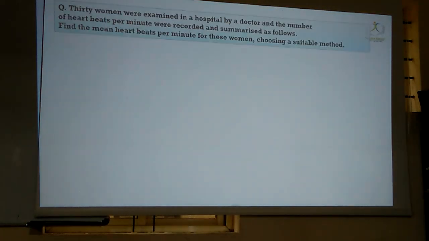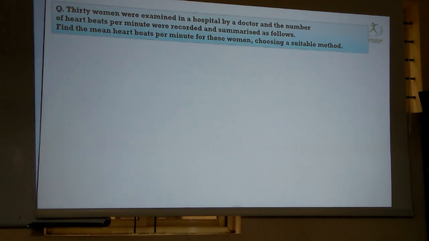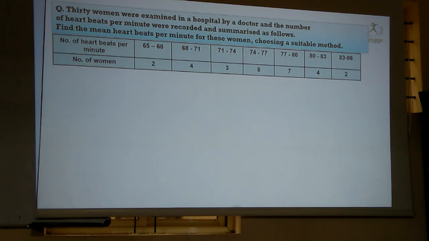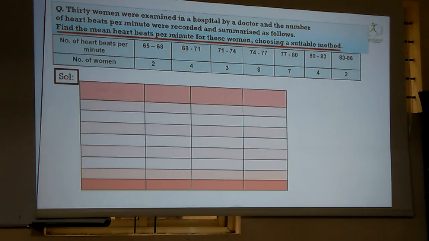Further, this is also a question from NCERT. 30 women were examined in a hospital by a doctor, and the number of heartbeats per minute were recorded and summarized as follows. Find the mean heartbeat per minute for these women, choosing a suitable method. Wait, I'll give you time. What are you supposed to find? Mean heartbeat, and choosing a suitable method.